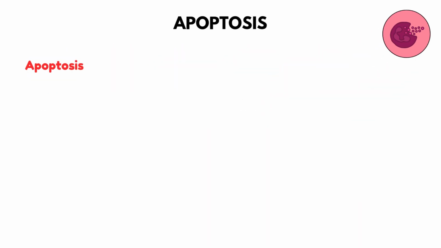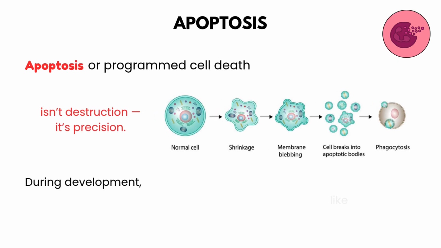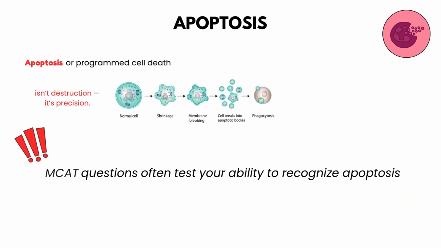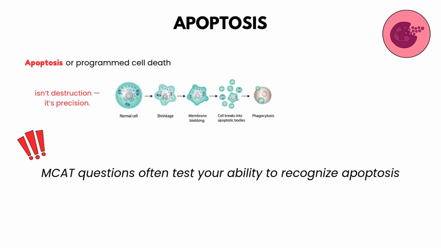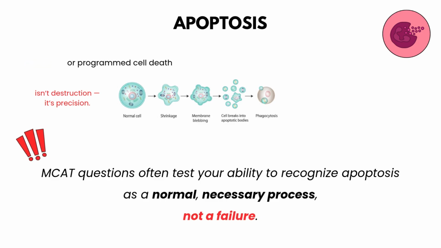Apoptosis. Apoptosis, or programmed cell death, isn't destruction. It's precision. During development, it removes unneeded cells to sculpt tissues, like separating fingers during limb formation. MCAT questions often test your ability to recognize apoptosis as a normal, necessary process, not a failure.